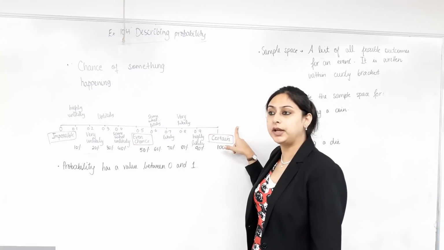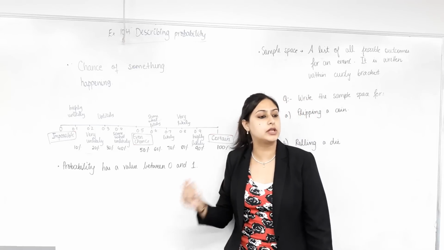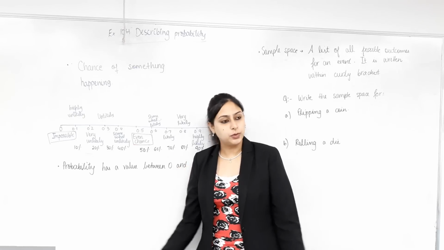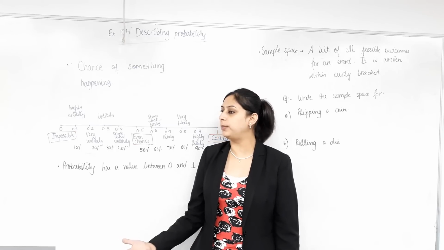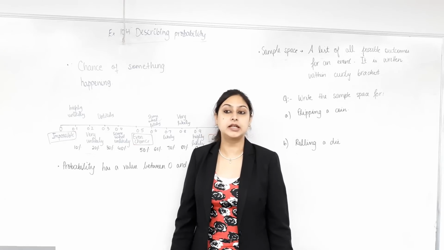Something that has a probability of 1 is certain. Give me an example of an event that is certain, a sensible one. Tomorrow's Thursday. What day is it today? Wednesday. So are we certain tomorrow will be Thursday? Yes. That's a very good example of something that is certain.